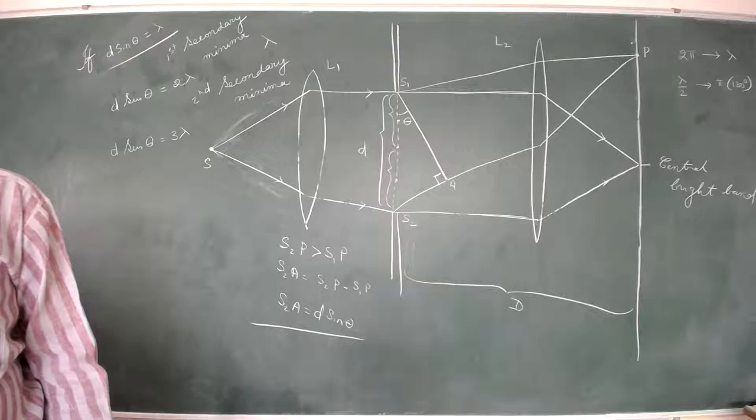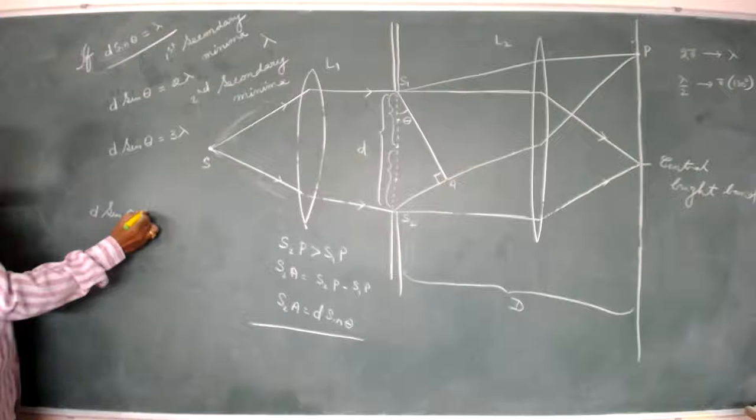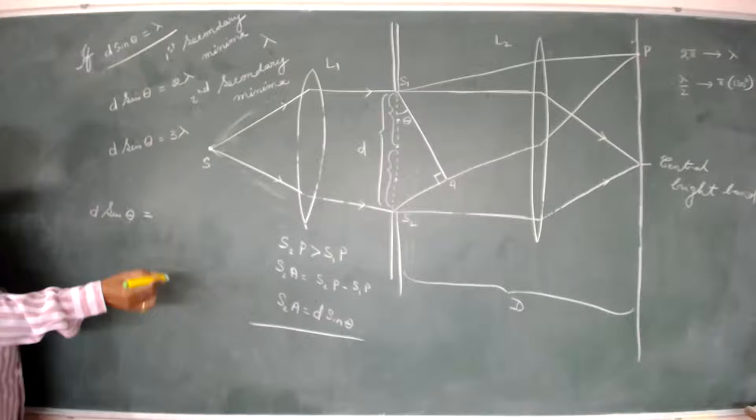Now, look at this. For all these secondary minima, what should be the path difference? The path difference d sine theta is lambda, 2 lambda, 3 lambda, and so on, n lambda.